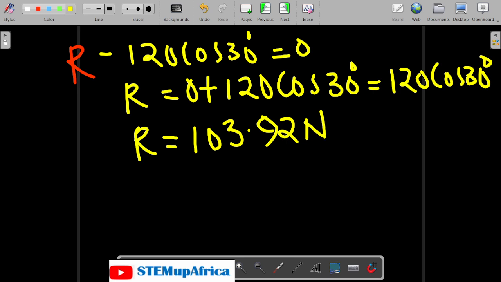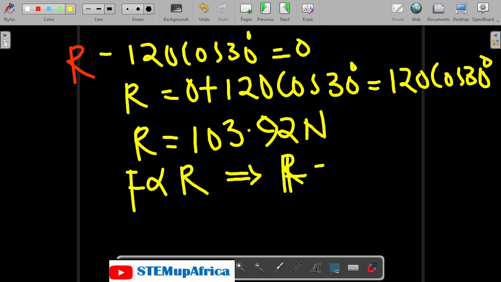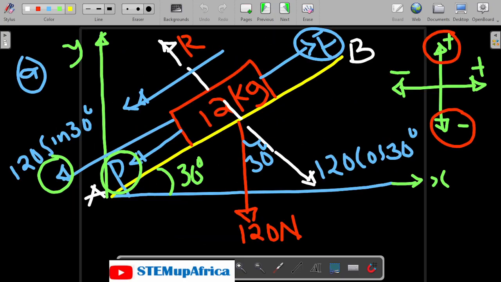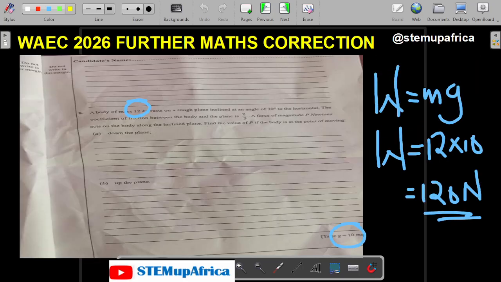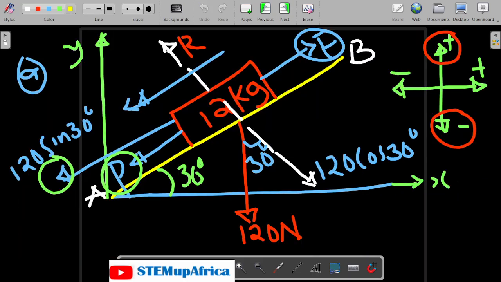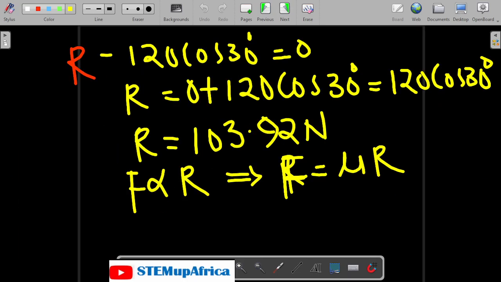So the law of friction says frictional force is proportional to normal reaction. If I want to remove the proportionality, F becomes mu R, where mu is the coefficient of friction. From the question, the coefficient of friction is given to us as 2/3. So my frictional force is simply 2/3 times my normal reaction.